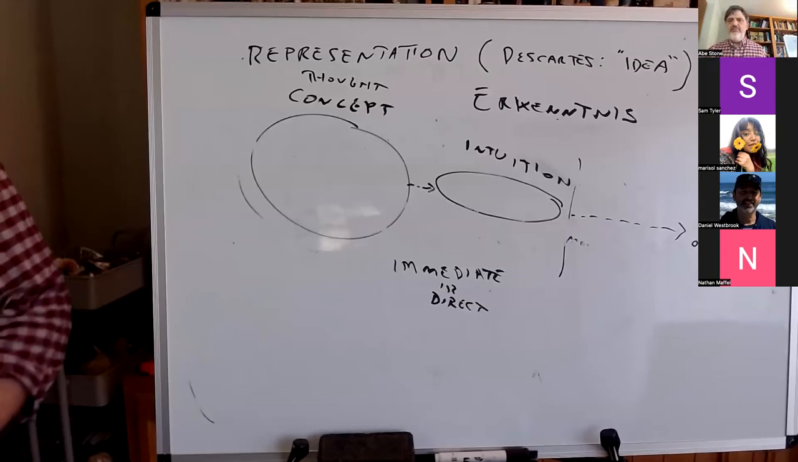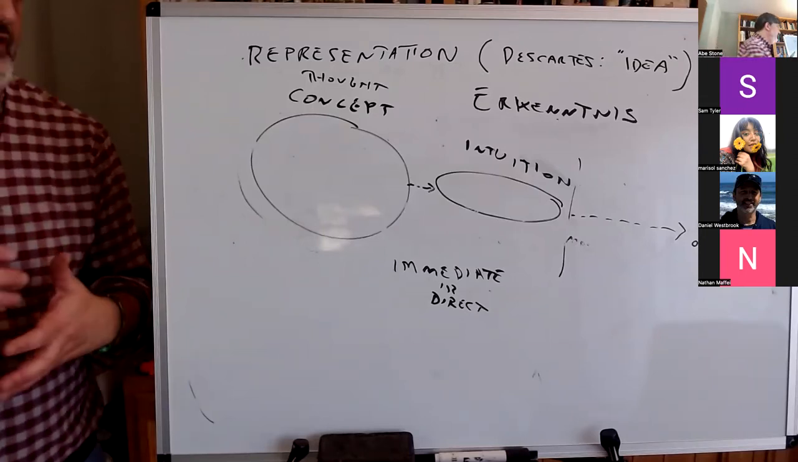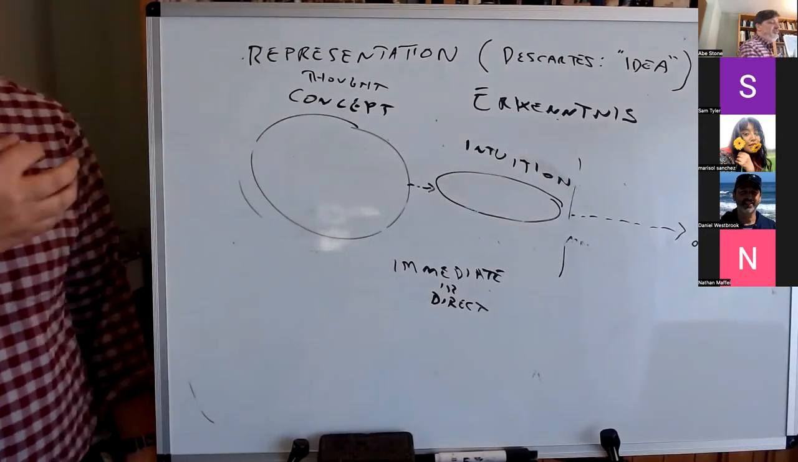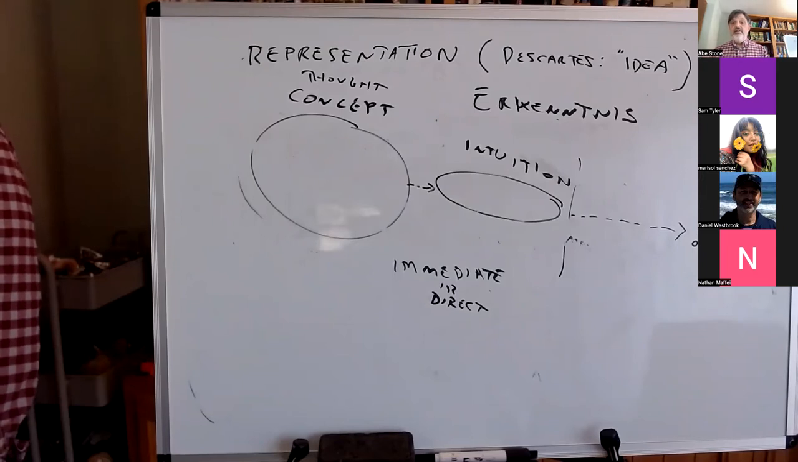Okay, are there questions about that before I go on? Okay, so what does any of this have to do with sensibility? And why is intuition in this sense opposed to thought or concept? Or to put it differently, why are concepts not intuitions, right? That is, why is it that concepts can't refer directly to objects?